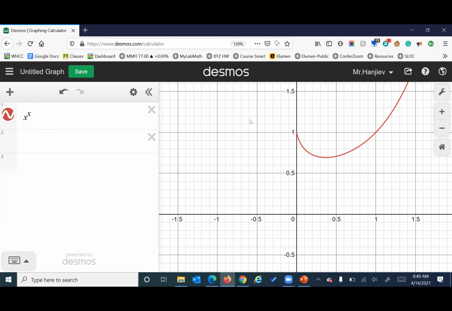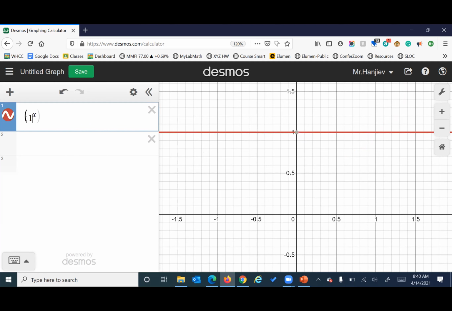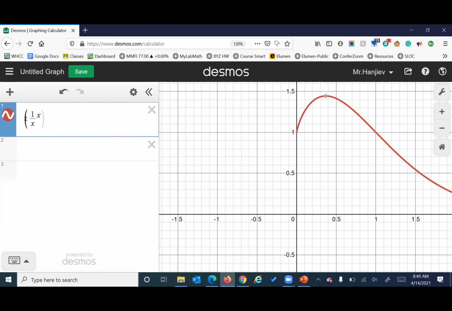Okay, is that a funky graph or what? What do you guys say? And notice it just keeps on going up, right? Zoom out, it goes up. So how about this? I'm going to change it up to 1 divided by x.